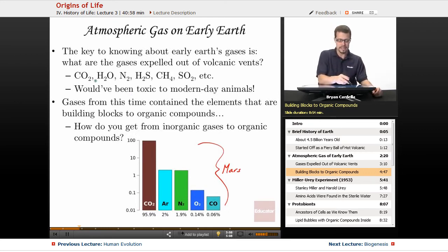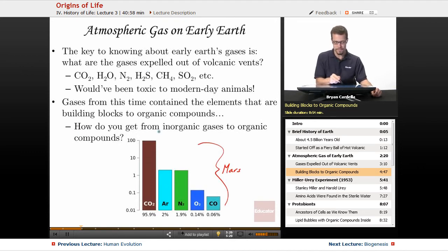Think about it. CHO, that's in every organic compound or molecule. Nitrogen, you would find in nucleic acids and proteins. Sulfur, you definitely find in particular amino acids as well, in proteins. So those building blocks are there, just not in the right form, not in the right combinations yet.